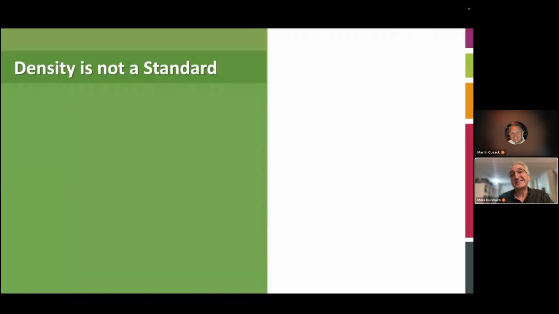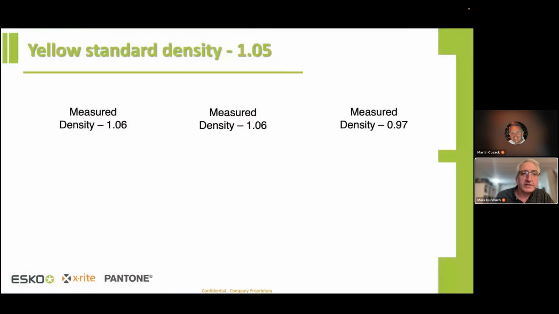Now let's talk a little bit about density being used as a standard to control your press, okay? So I run into this all the time. You've got a press operator who says, hey, I'm going to run my standard densities on this job. I don't need color. I just need density. The ink's the ink, right? Well, so I've got a density standard here for my press operator of 105. Now, what I'm going to show you here is actual measured stuff, okay? This is real world stuff here, okay?